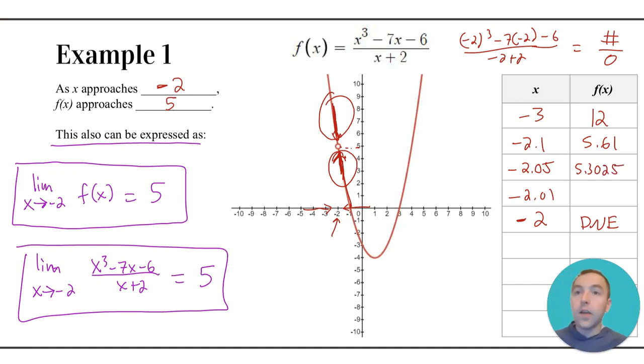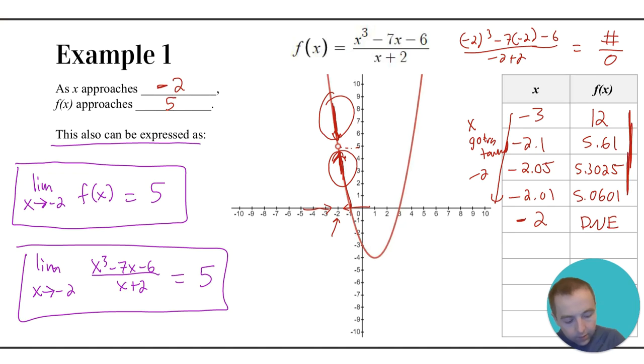here we go, that's accurate. That value right there, and then that value right there. What's important to see is that x is going toward -2. Then right here, these are all the y values, and you can see going from 12 to 5.61 to 5.3025 to 5.0601, it seems to be going towards 5.